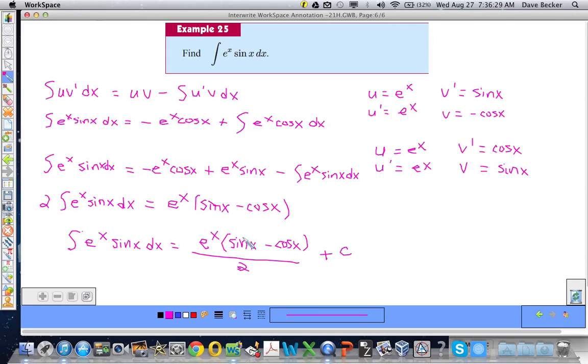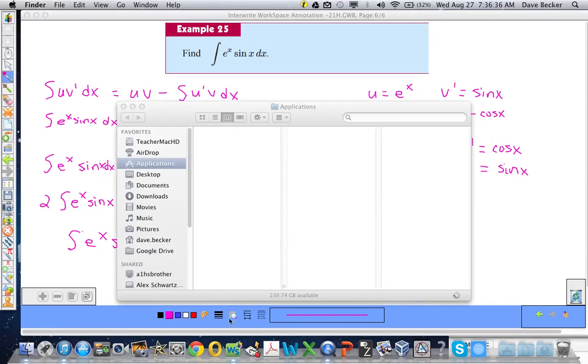If you take the derivative of this, I guarantee you, you will get this. I know that you are impressed. It is a very cool thing.